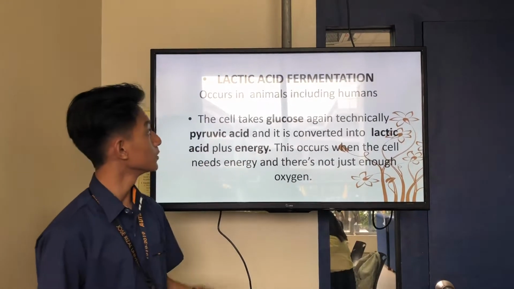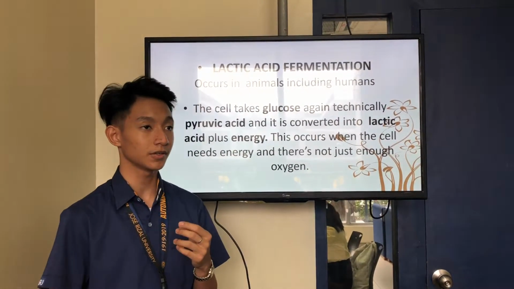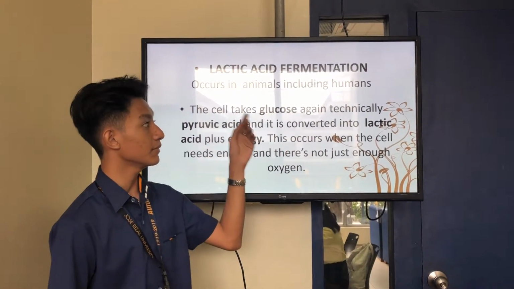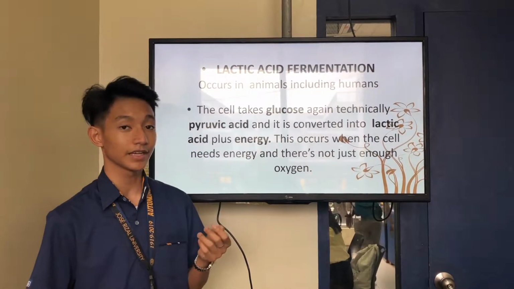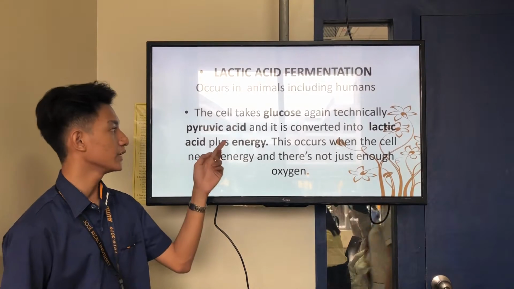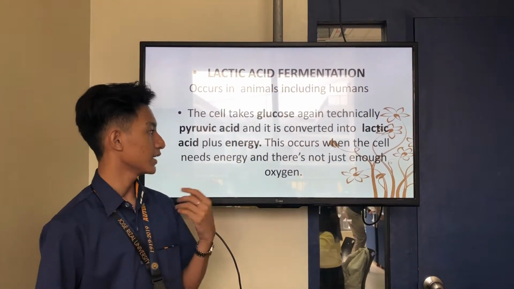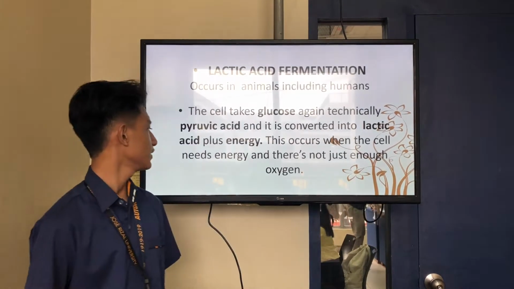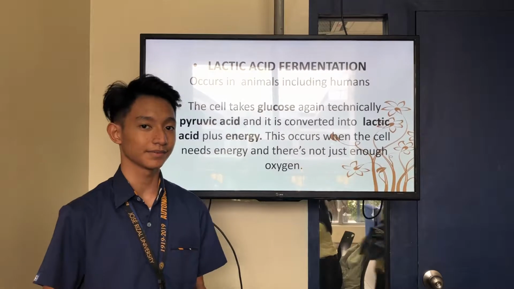So let's dive into lactic fermentation. Lactic fermentation, on the other hand, occurs in animals, including us humans. The cell takes glucose again, technically pyruvic acid, and it is converted into lactic acid plus energy. This occurs when the cell needs energy and there's not enough oxygen.